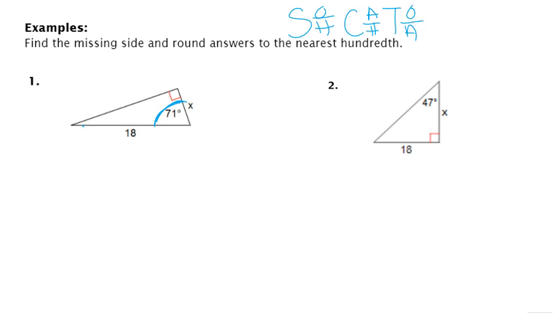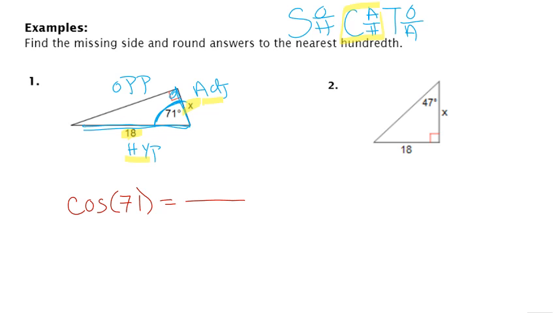If I go ahead and label this out, my hypotenuse is across from my right angle. If I trace the angle, this is my adjacent leg, this is my opposite leg, and you can see the x and the 18 are your adjacent and hypotenuse, and that's going to go with cosine. So our ratio here is the cosine of 71 degrees, which again isn't 71, it's that if you put in your calculator, you'll get a long decimal. Adjacent is x, hypotenuse is 18.